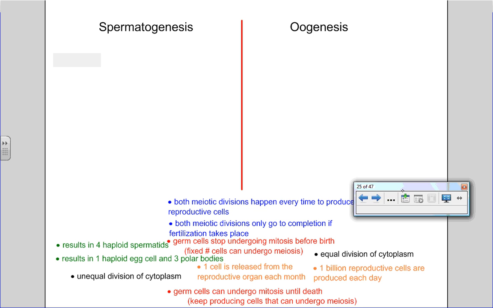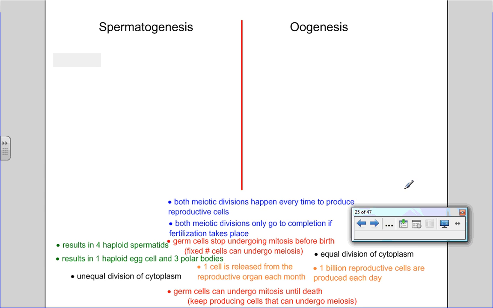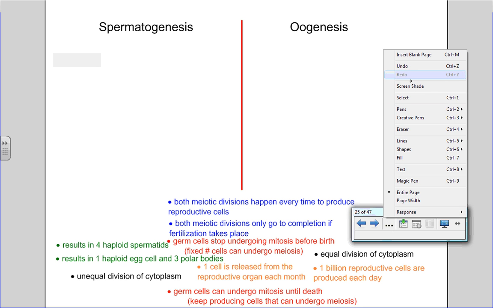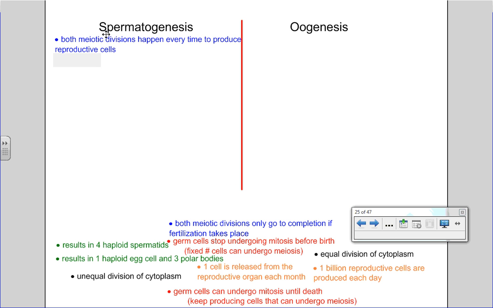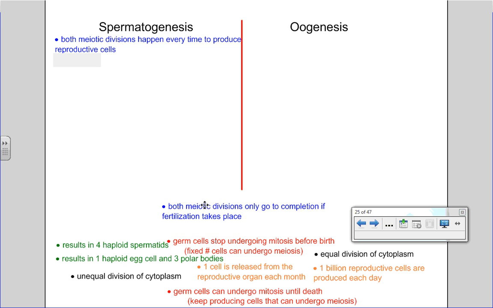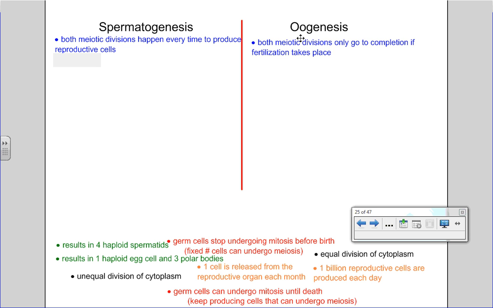For a little review of spermatogenesis and oogenesis, we're going to do the same thing as we did with mitosis and meiosis. I'm going to pretend that you guys are here and talking back to me. Both meiotic divisions happen every time to produce reproductive cells. In other words, meiosis goes to completion. Which one does that happen in for humans? Spermatogenesis. This one says both meiotic divisions only go to completion if fertilization happens, and that would be the case for oogenesis.